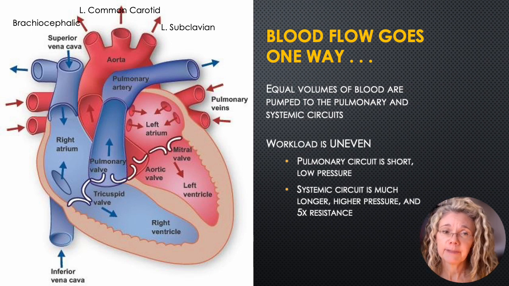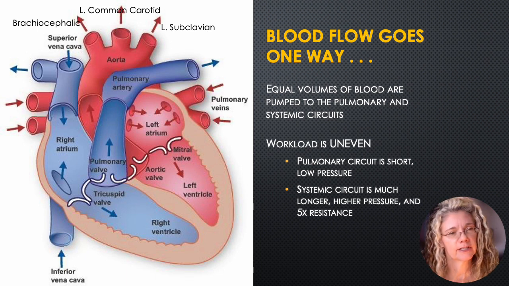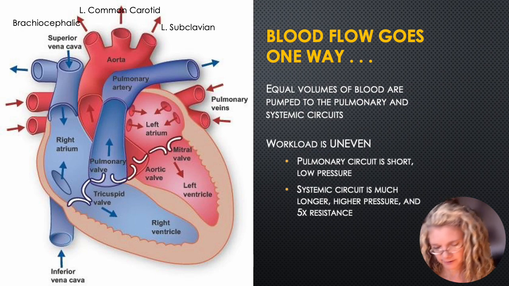Now, on the flip side, the systemic circuit is much longer. We're going to send blood through the aorta and out to the entire rest of the body. So it's got a much farther way to go, and it's much higher pressure, and all of those vessels that need to be served offer about 5 times the amount of resistance than the pulmonary vessels do. So the workload is very, very different, right to left.